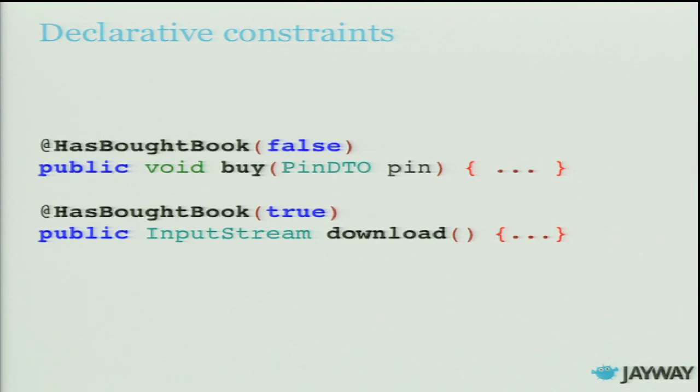So you could imagine now that you have a constraint called has bought book, and you can say it's either has bought it or has not bought it with this boolean. Basically, the framework has a constraint annotation built in that it knows when it sees that annotation on something. So this has bought book annotation will extend from that framework constraint annotation, and that will evaluate to either true or false. And based on that, the link will be visible.